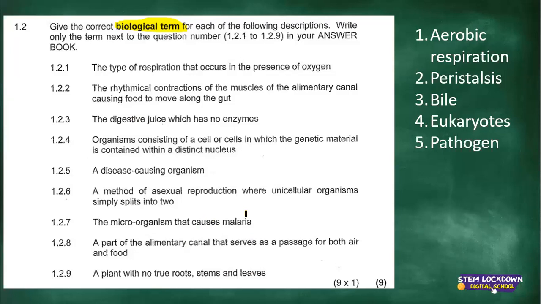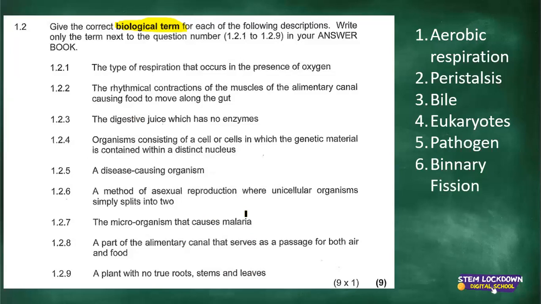Listen, guys, I honestly didn't even need to prepare the answers here because Buhle is giving them to me. All of them are so correct. Thank you, Buhle. And then question 1.2.6, a method of asexual reproduction where a unicellular organism simply splits into two. Okay, Buhle, are you just prepared or are you just that smart naturally? There we go again. It's binary fission.